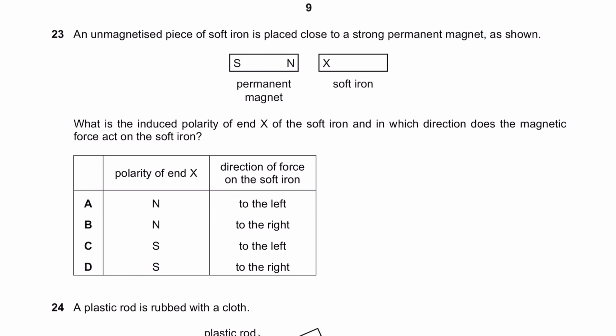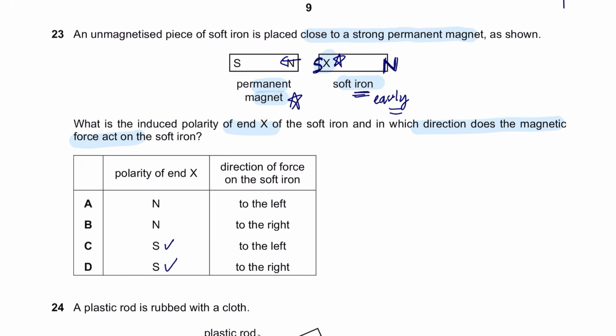Question 23. An unmagnetized piece of soft iron is placed close to a strong permanent magnet as shown. Soft iron can be easily magnetized and demagnetized. What is the induced polarity at end X of the soft iron core, and in which direction does the magnetic force act on the soft iron? Since the iron core is easily magnetized when it is placed close to a magnet, this will now turn into a magnet and get attracted to this permanent magnet, meaning that at X it will be south and over here it will be north. So your answer could be either C or D.